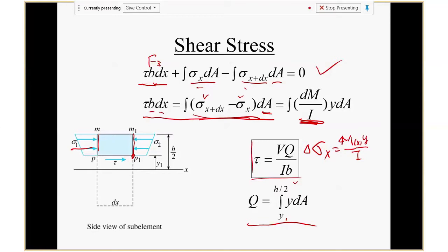Any questions here before I move on to find out what the Q actually is? No questions? All right, now let's find out the Q.